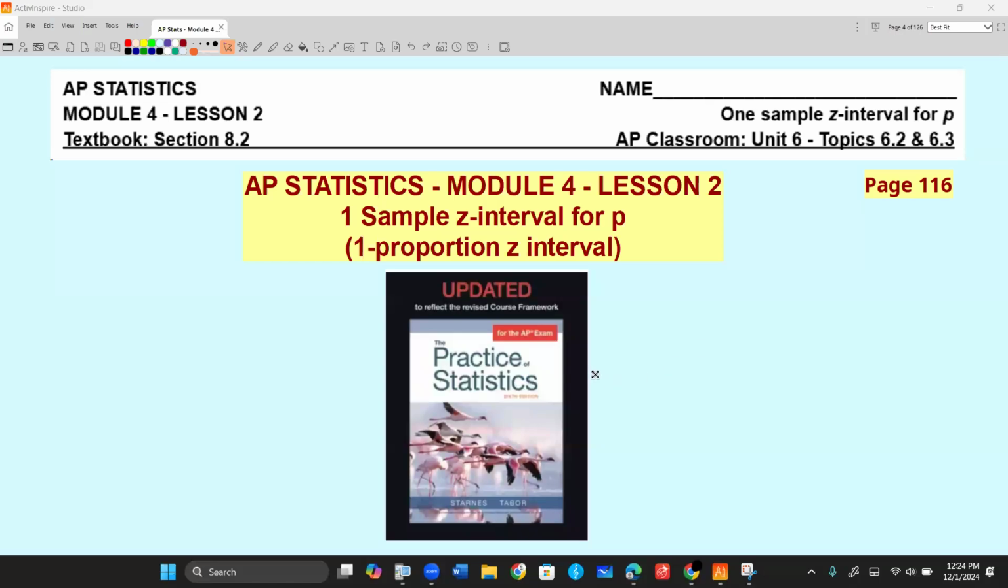Hello, everyone. We're going to be talking about a specific type of confidence interval called the one sample Z interval for P. This is a follow-up to our previous lesson. So it's going to involve the same calculations and other things that we write up about confidence intervals. Now we're just going to put it all together.